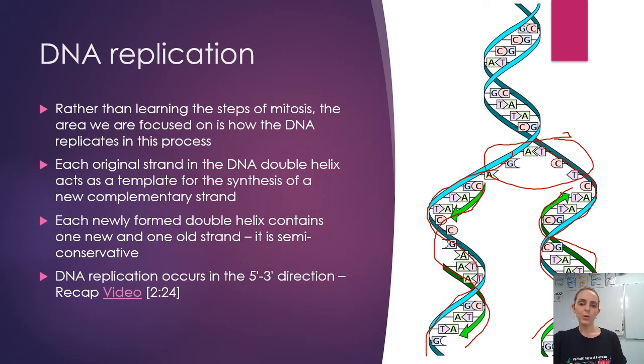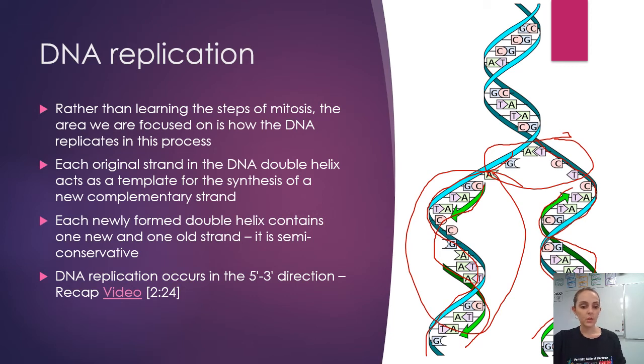We call this model a semi-conservative model because each newly formed double helix at the end here contains one original strand and one new strand that's been synthesized off the template strand. Now, this happens in the 5' to 3' direction. So remember yesterday we spoke about those carbons. We have to think about the direction that this is happening. And I'll refer to this again a little bit later.